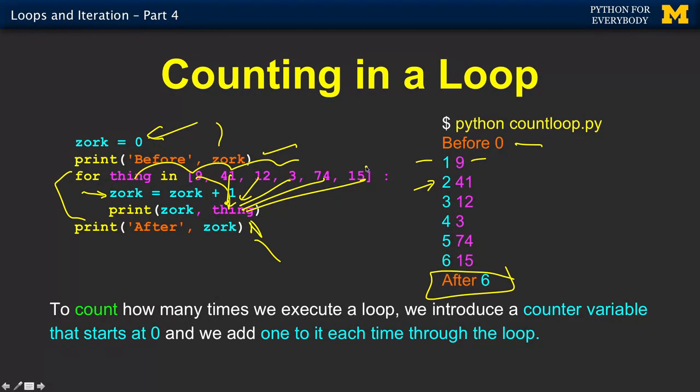Now, again, six is kind of obvious. We could just look at it and know that there are six, but this is a way to keep track of the number of times that a loop is executed. You set it to zero at the beginning, before it starts, add one each time through, and then print out the count at the end.